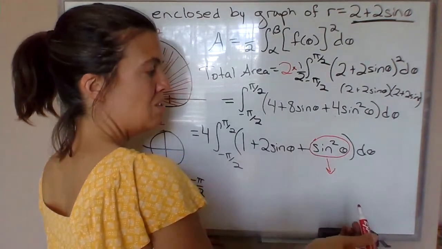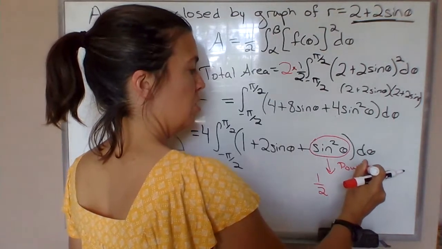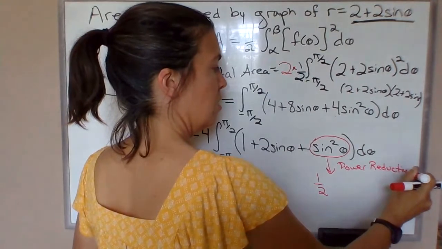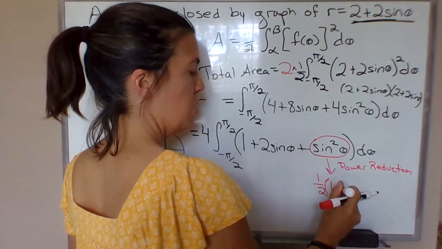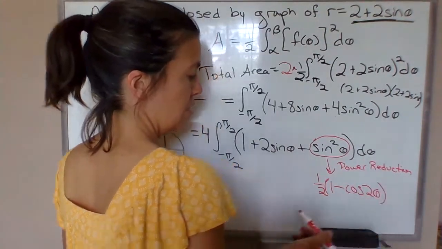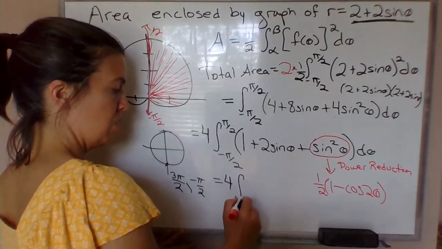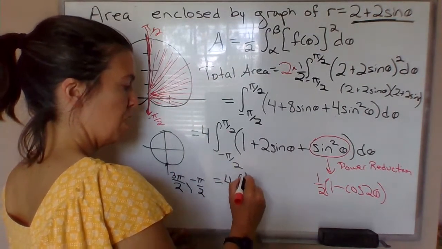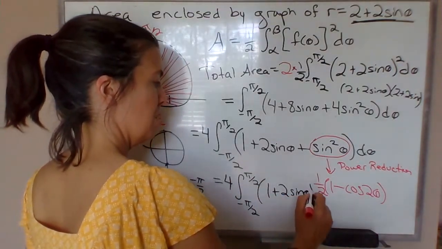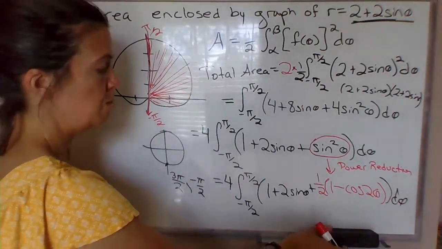So turn this sine squared theta into 1/2, if we use the power reduction formula right here, this will be 1/2 times 1 minus cosine of double that angle, 2 theta. Okay, and keep everything else the same. So 4 times the integral from negative pi over 2 to pi over 2 of 1 plus 2 sine theta plus this, d theta. And now all of that can be integrated directly.